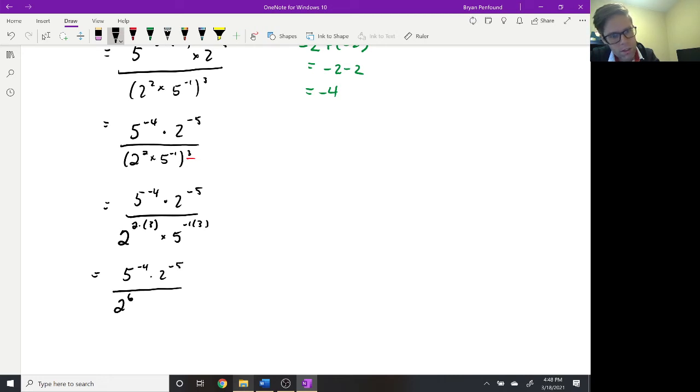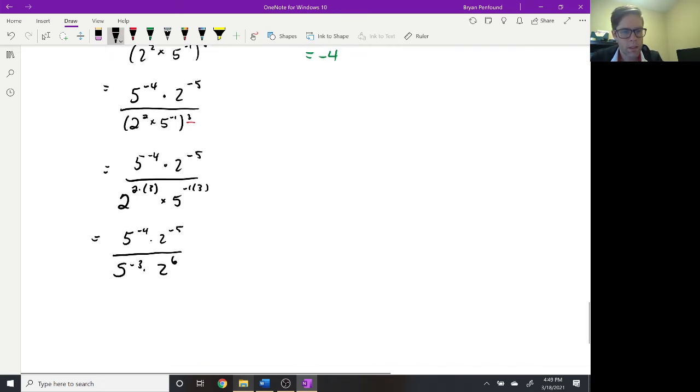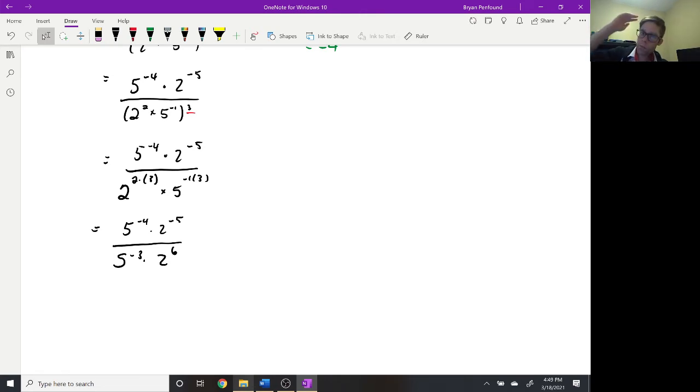So 2 to the 6, and we have 5 to the negative 3. And what I'm going to do is swap the order of these things so that the 5s are in the same column, and the 2s are in the same column as well. Because now that I've simplified the numerator fully and the denominator fully, I can start looking at these columns.